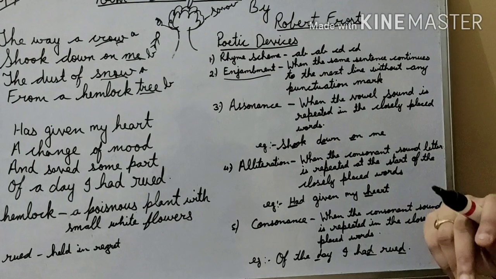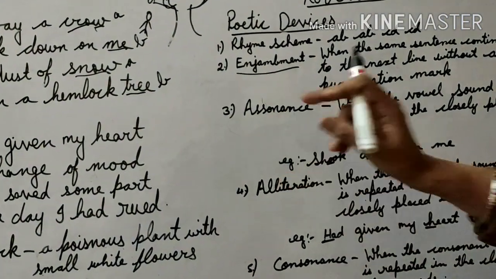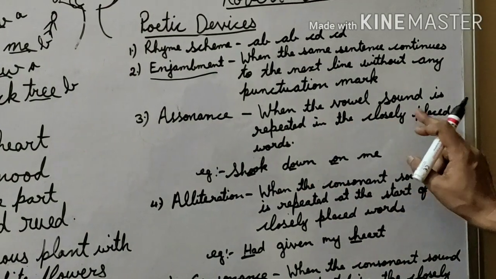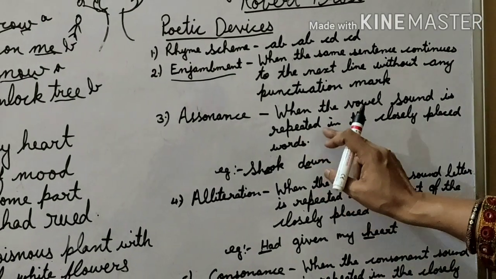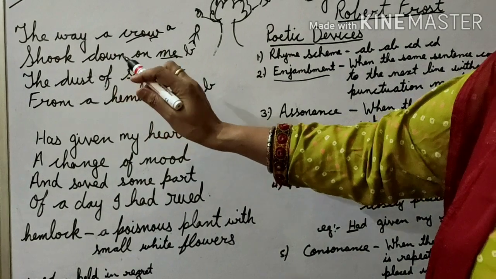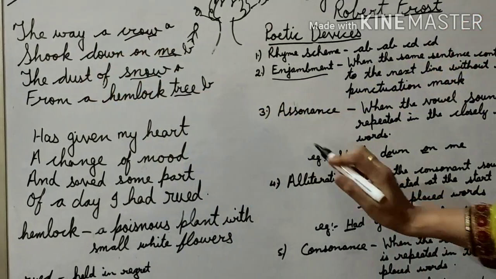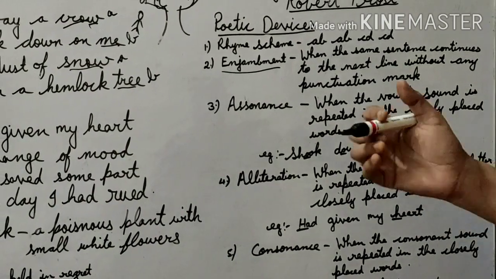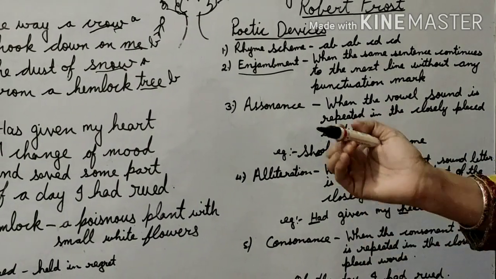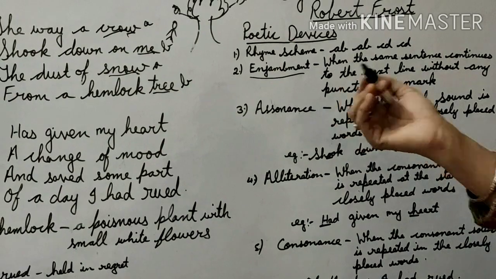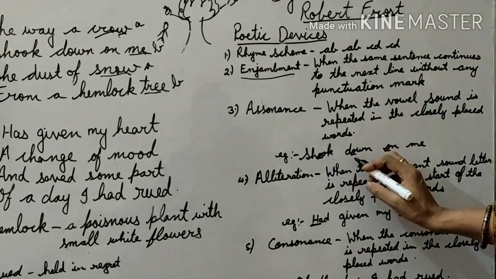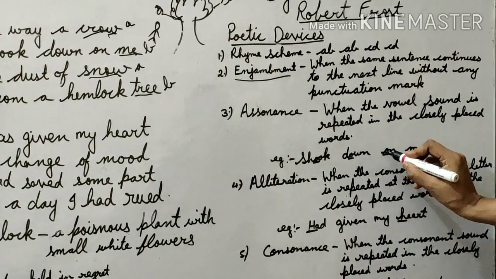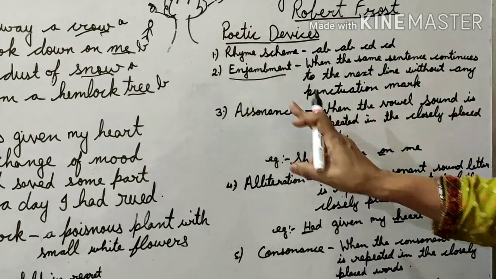Now, our third poetic device is assonance. What is assonance? When the vowel sound is repeated in the closely placed words. Now, you will see the second line. In the second line, you can see shook down on me. All of you must be knowing what is a vowel. Vowel means the A, E, I, O, U. When the vowel sound is repeated in the closely placed words, it is known as assonance.